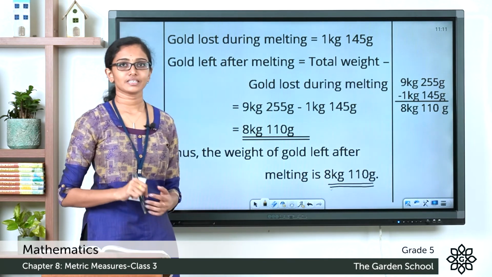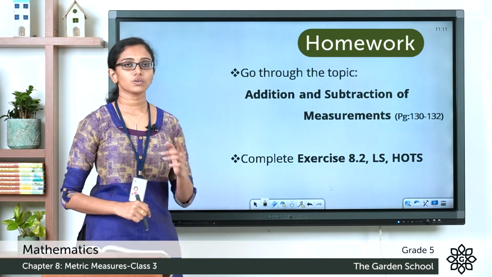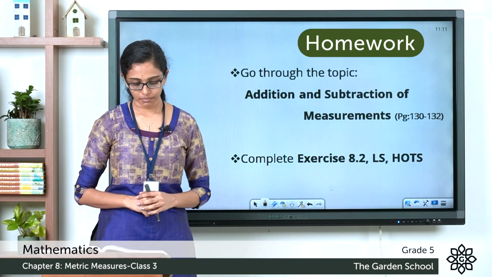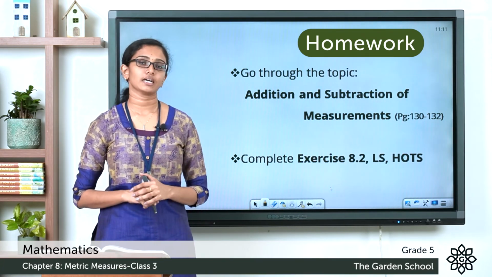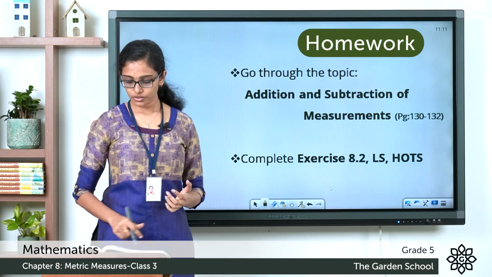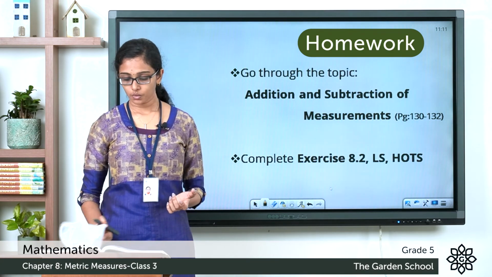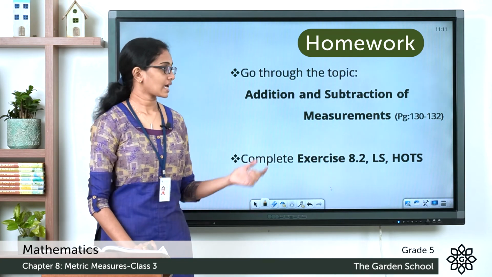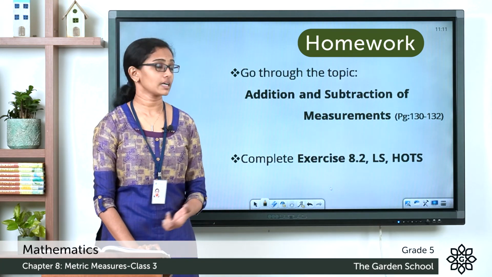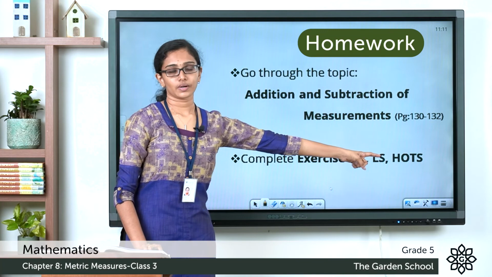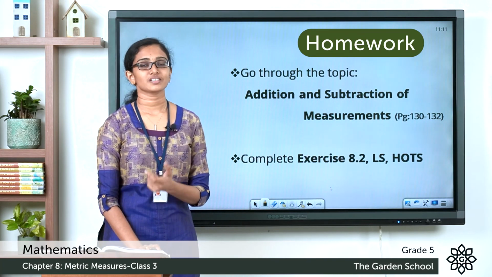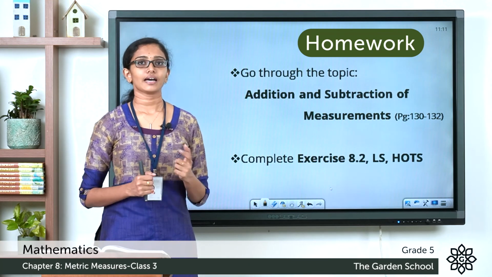I hope you are clear with this question. Now, you can go through this topic, addition and subtraction of measurements, in page number 130 and 131 of your textbook. Also, you have to look at page number 132. You have to complete the exercise 8.2, then the questions given under the heading LS and also the questions under the heading HOTS. You can work out all these questions in your notebook, then take a picture and send it to us through Teams.